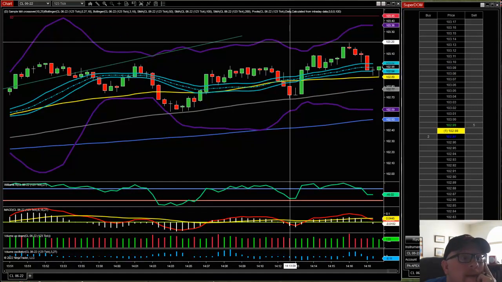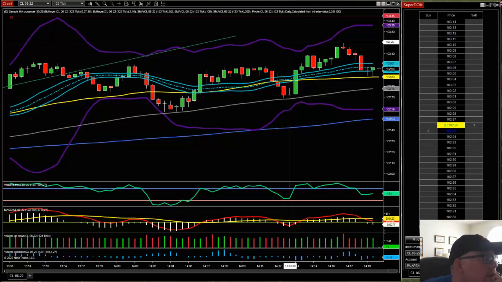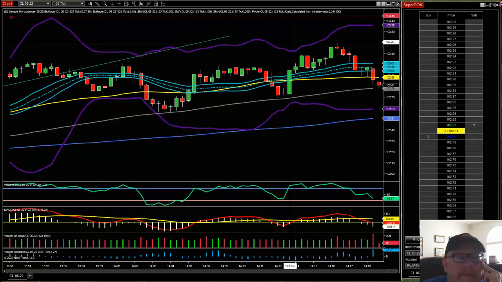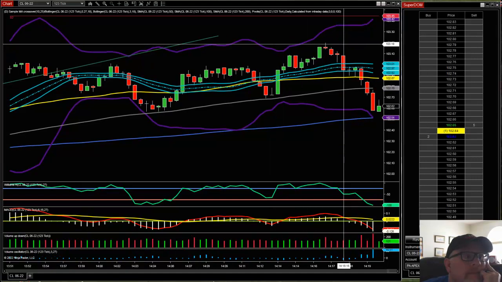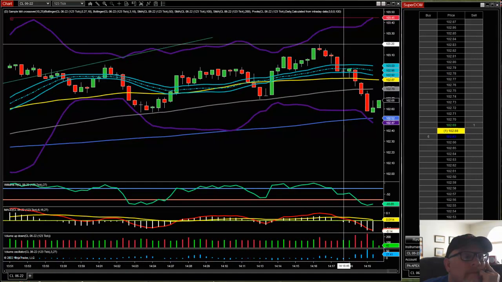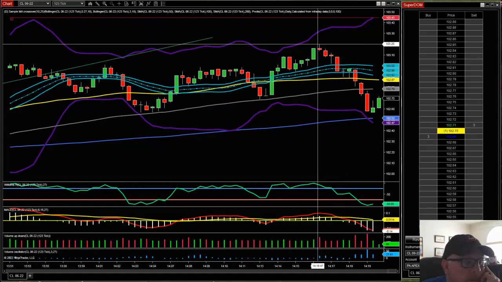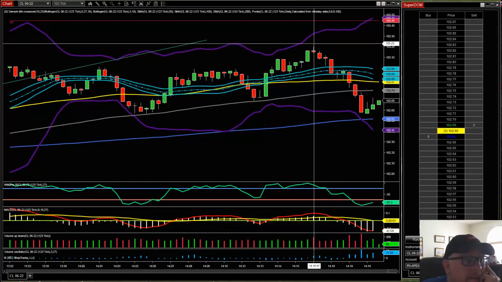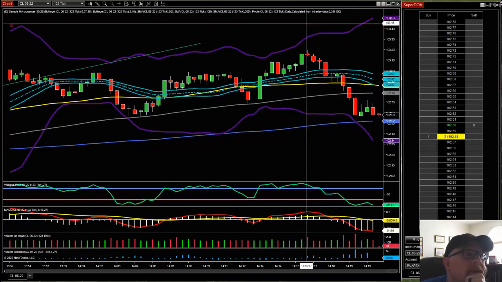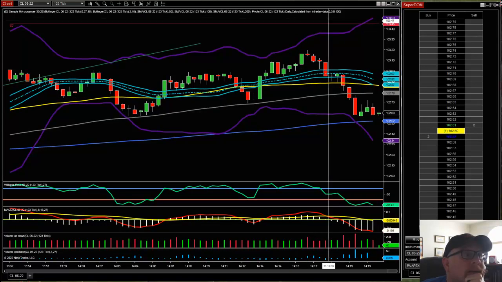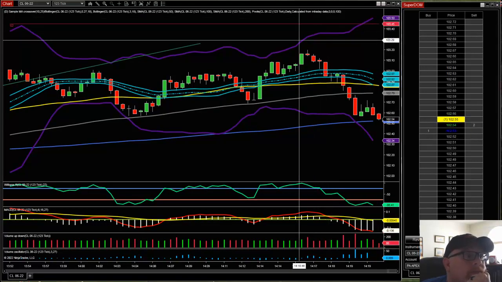Okay, we popped to 103.20. Not high enough. I was looking for it to get to between 32 and 45. Get that at about 216. It's now 220. I was looking for it to get closer to the S2 line.